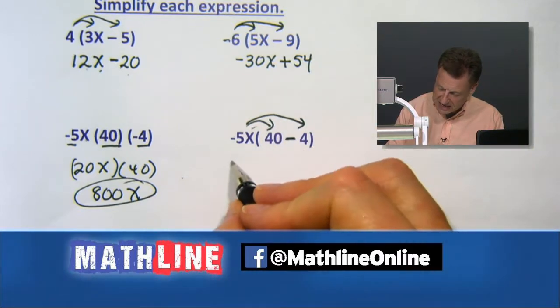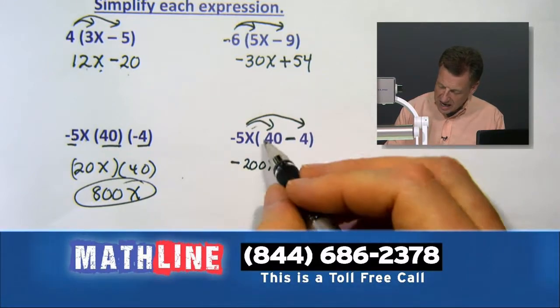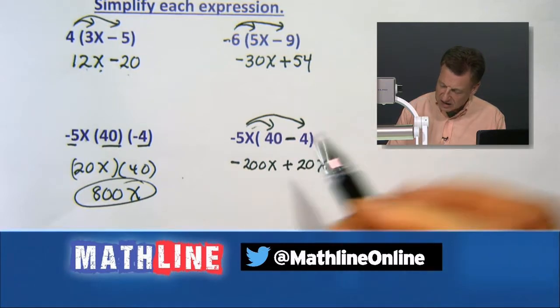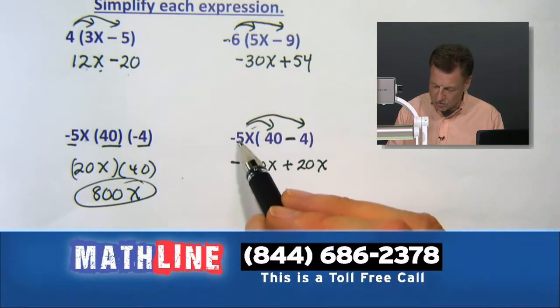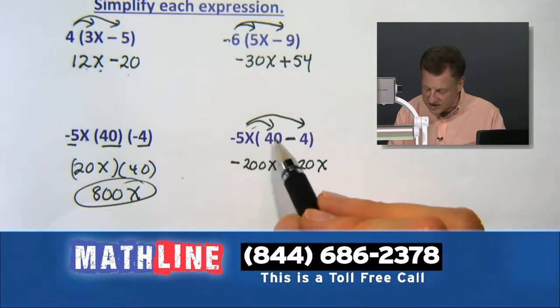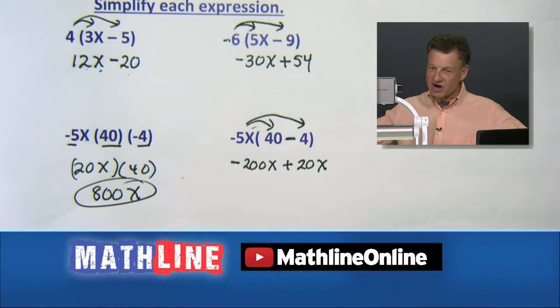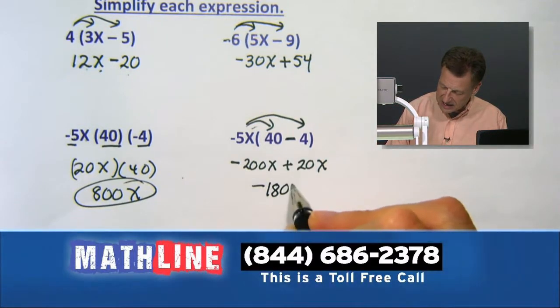Let's get a negative 200x. And let's get a plus 20x, because we're going to run the 5x. That's not a time symbol. That's just 5x. We're multiplying the negative 5, the x, and the number we get inside the parenthesis. And oh my goodness, we've got like terms this time. So let's put them together, get a negative 180x.